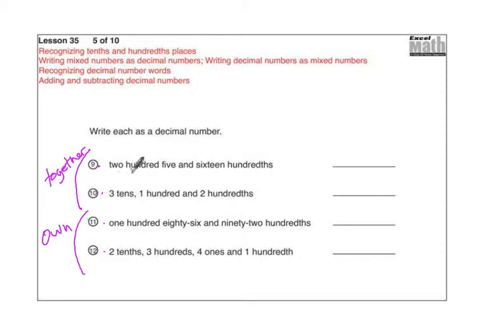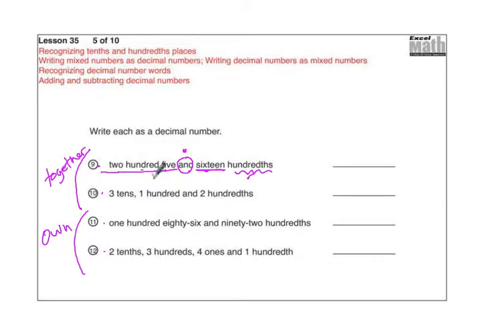205 16/100. How do I write this as an actual digit number, as a decimal number? 205, the word "and" indicates decimal point. Everything before this is what I write before the decimal point. Then after the decimal point, I write that number. This tells me what spot my number should end up in. Where does the number end in the final spot, the final place value? So it should end in the hundredths place.